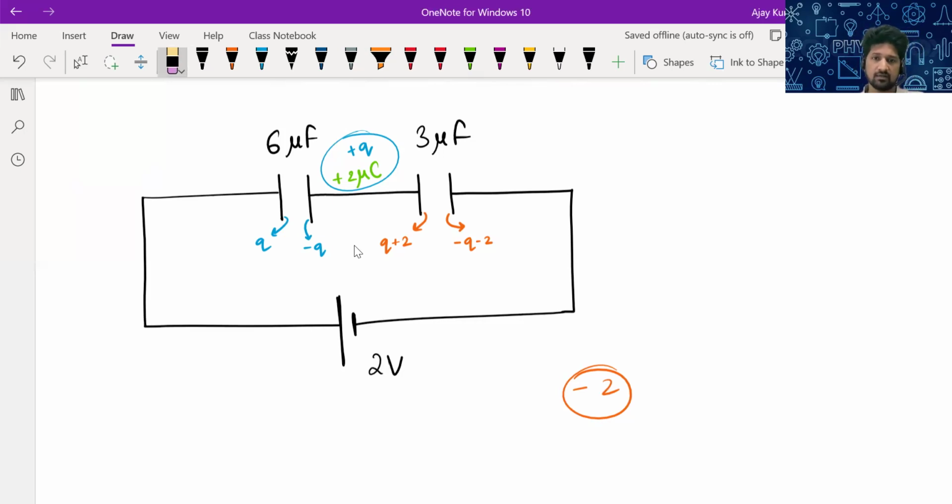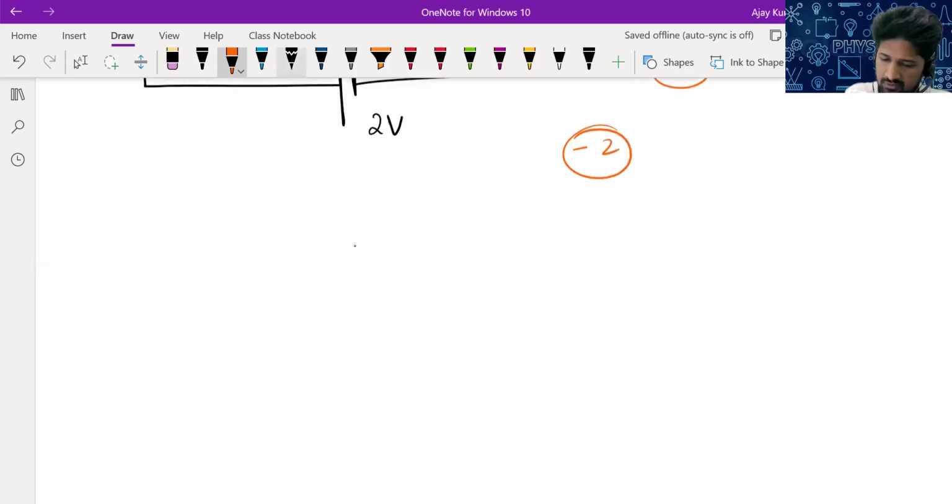What is missing here? This remaining part of the circuit, which was neutral, is now having an excess charge of minus 2. So we should give it a plus 2 somehow. And how do we do that? We had discussed this before also.